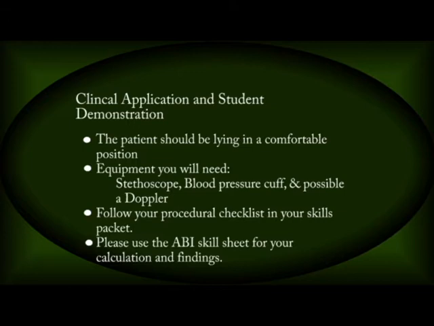In your skill packets is the sheet you will use to perform an ABI on your partner. You will first observe 2 students, then practice with your partner, and let me know when you're ready to demonstrate your success. You will then print and sign off your name and today's date. But first I will demonstrate the procedures. Are there any questions before we begin?